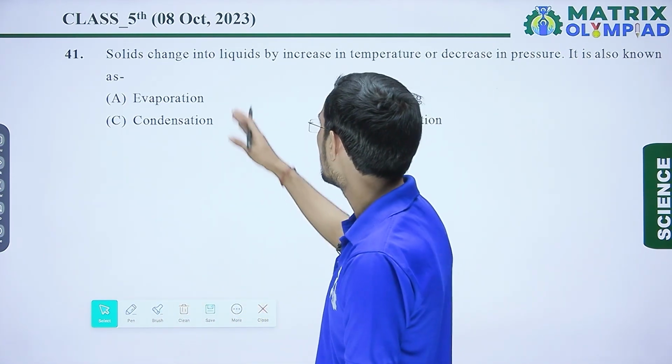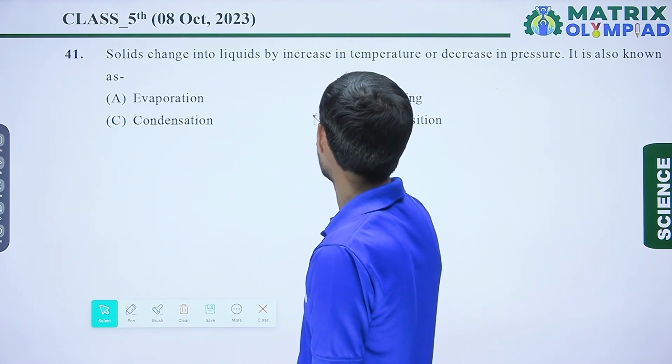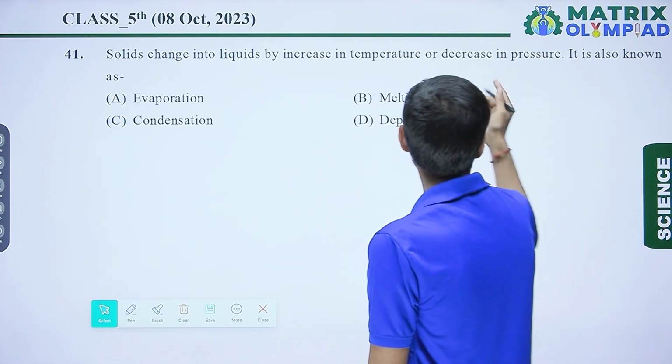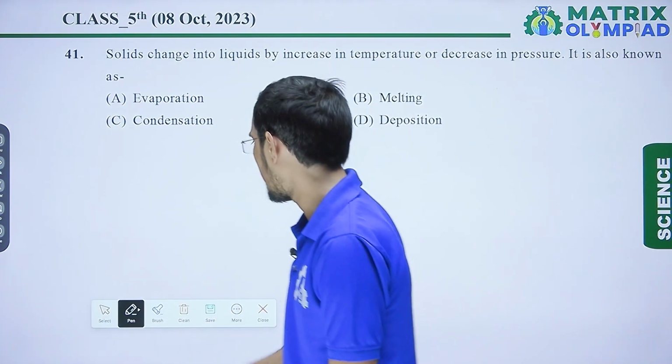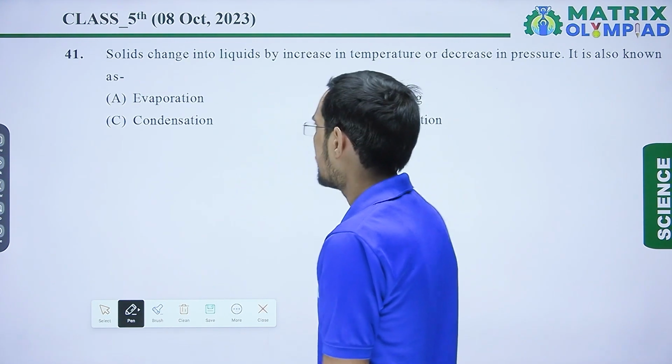Now next question is: solid change into liquid by increase in temperature or decrease in pressure. This process is known as melting. So our correct answer will be option number B.